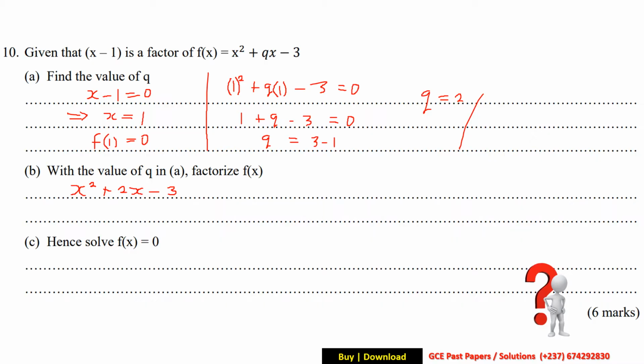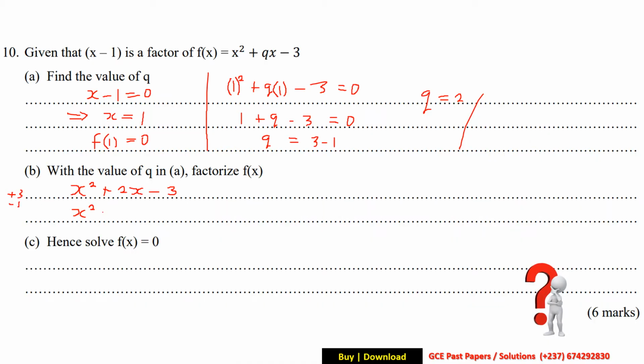So what are the factors of AC? Our A here is 1, our C is minus 3. So what are the factors of minus 3 that when we multiply, we'll have minus 3, and when we add, we'll have 2? Those factors should be plus 3 and minus 1. The factors are plus 3 and minus 1.